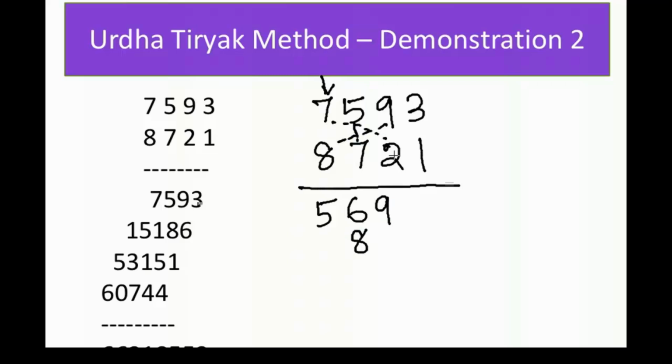So 7 into 8 is 56. I just write 6. Next is 7 into 7, which is 49, plus 8 into 5, which is 40, so 49 plus 40 is 89. I write 9. Next thing comes, taking three numbers all together. So 7 into 2 is 14, plus 8 into 9 is 72, plus 7 into 5 is 35. That gives me 121. While writing 121, I did not need to write it separately.